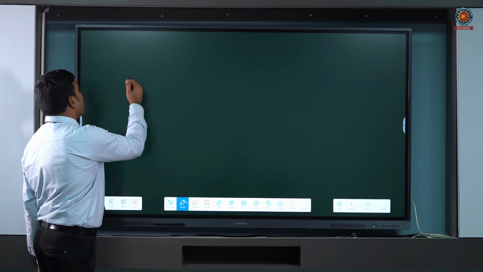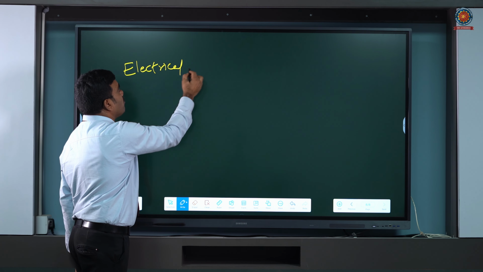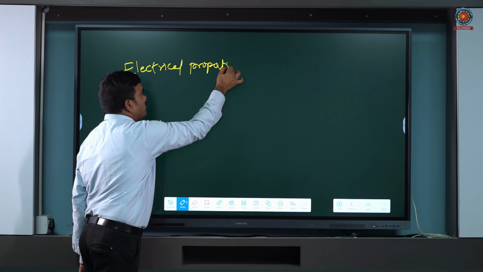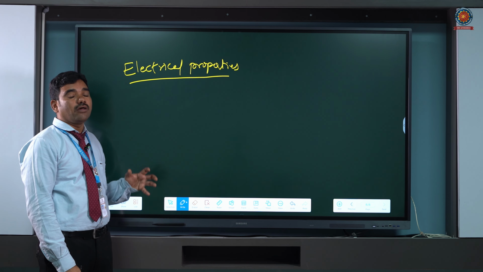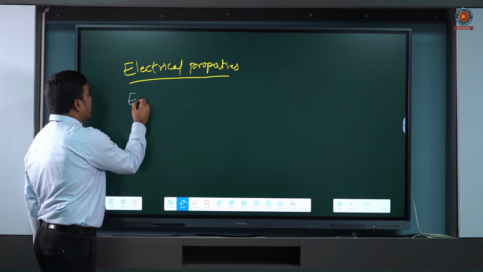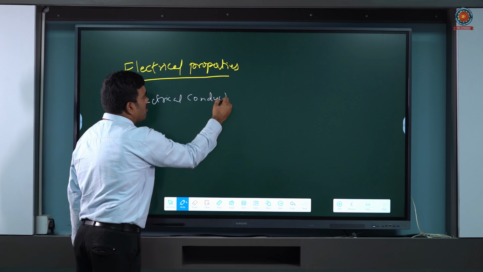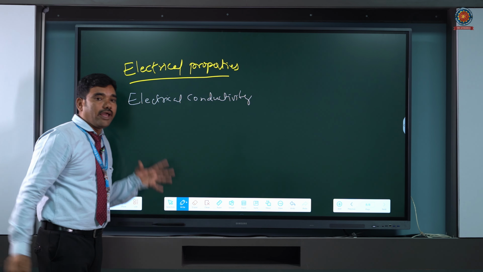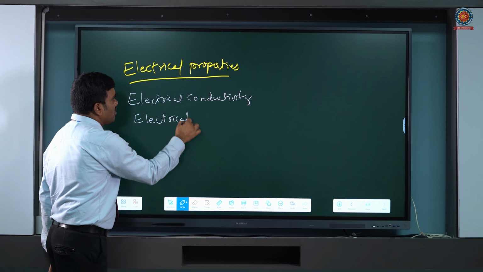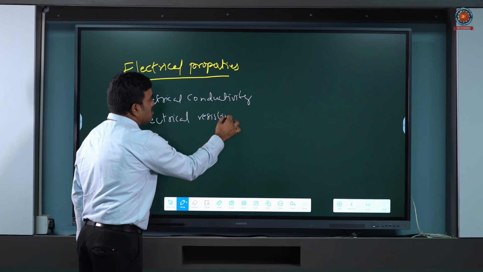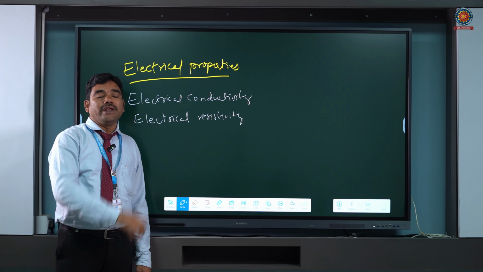Another one is electrical properties. What are the electrical properties? The electrical properties are mainly electrical conductivity and electrical resistivity. These properties also depend on the nanomaterials.